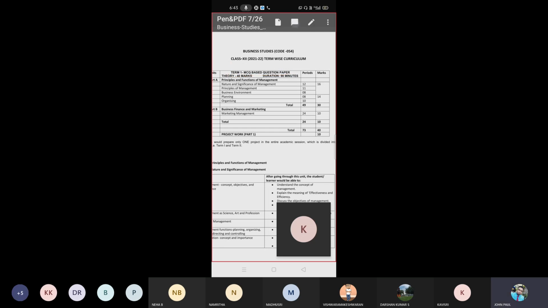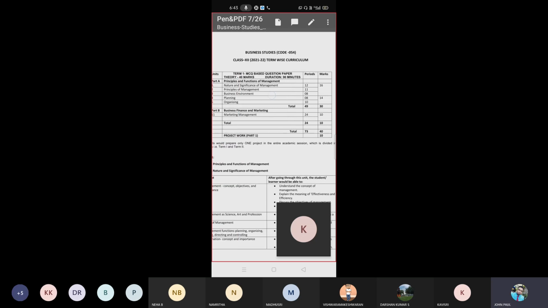Okay, so it's a 1 mark MCQ type. So from nature and significance and principles of management and business environment 16 marks, then planning organizing 14 marks, then marketing management 10 marks. The total 40 marks you people will be writing for term one. Have you got my point? Clear? Yes, sir.